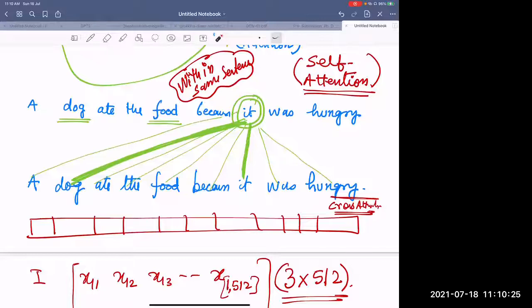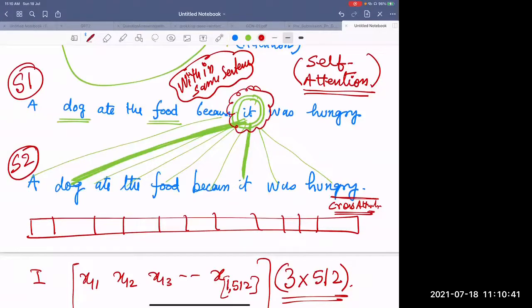So what does that mean? Here you have, let me show you, this is your sentence number one, and then your sentence number two. Within your sentence number one, if I choose a word like this, this word is actually asking a query. This word is asking a query. What is that query? This word is actually asking a query.